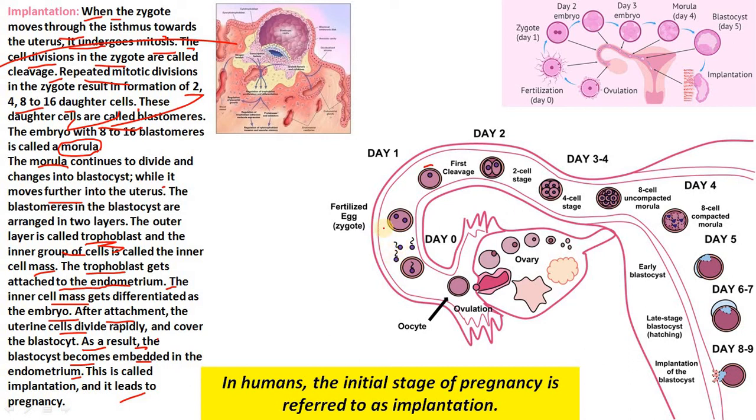So, on day 1, fertilization occurs, then first cleavage. On day 2, the second cell stage, and on day 3 to 4, the fourth cell stage, and this is uncompact morula, and then the 8 cell morula occurs on day 5, then early blastocyst, late stage blastocyst hatching, and the implantation of the blastocyst at the last. There is another picture also, you may also refer to this. And in humans, the initial stage of pregnancy is referred to as implantation in short.